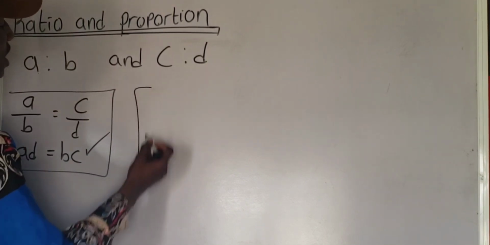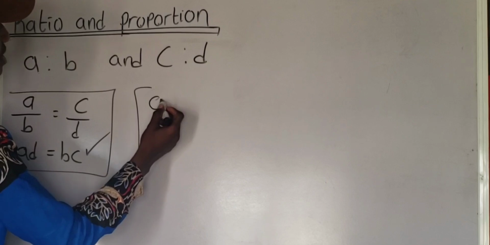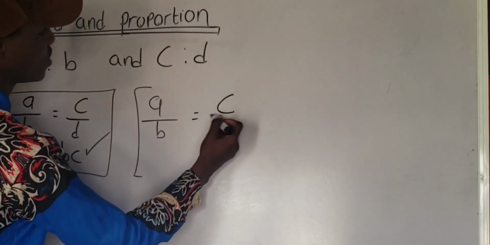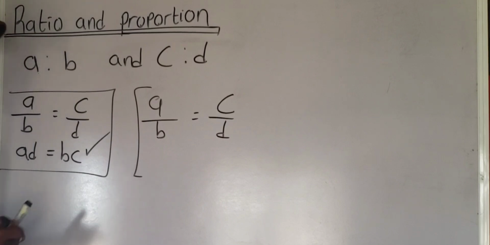Now, the second step. The second way to check is that by the time I reduce both ratios, if A over B equals C over D, and I have the same fraction, then I can say that both ratios are equal. Do you understand? Okay, now let's take a practical example.